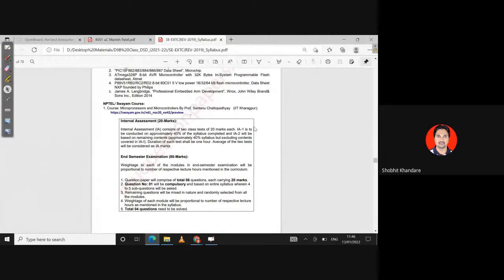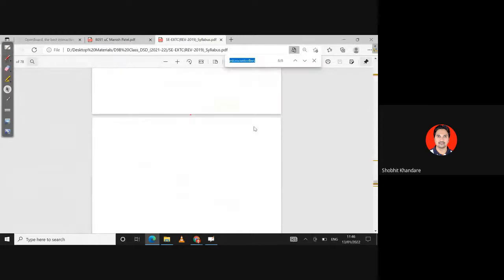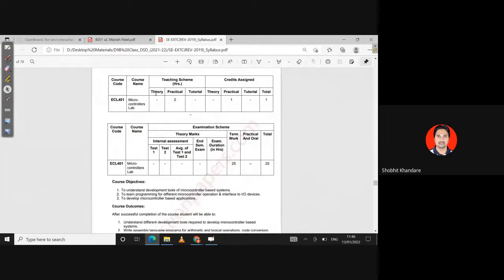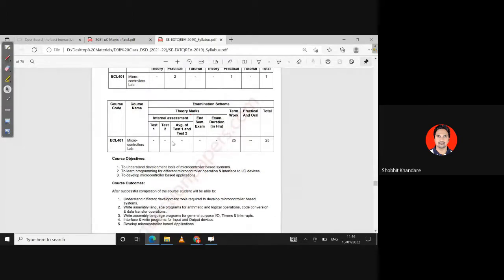Now you also have the microcontroller lab. Yes, you also have the microcontroller lab. The course code is ECL 401, and the course name is Microcontroller Lab. We will be meeting, I think, only once in a week. Okay, there is no practical oral exam.